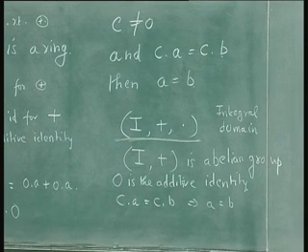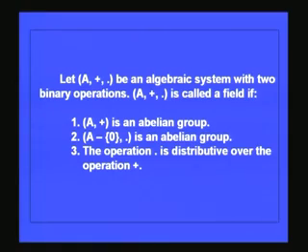Next we shall see the definition of a field. What is a field? Again we have two operations, addition and multiplication. Let (A, +, ·) be an algebraic system with two binary operations. This is called a field.